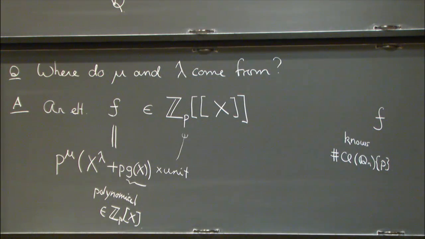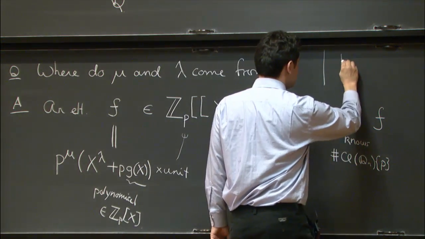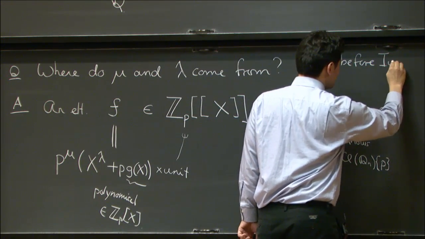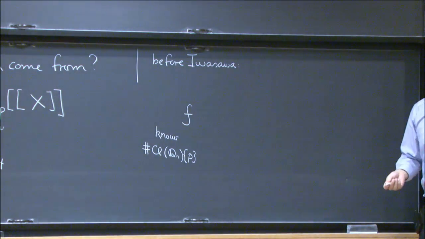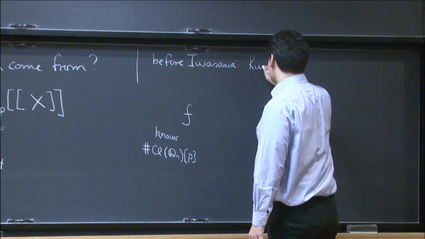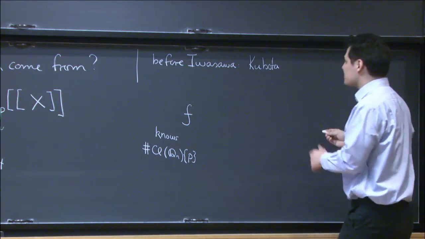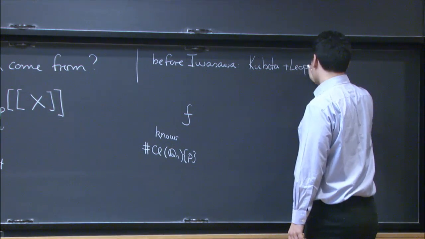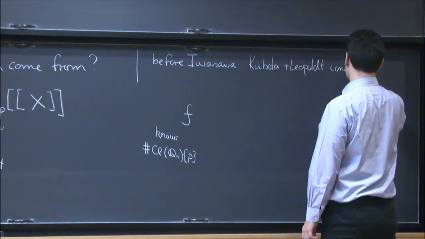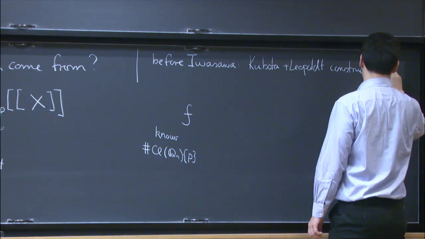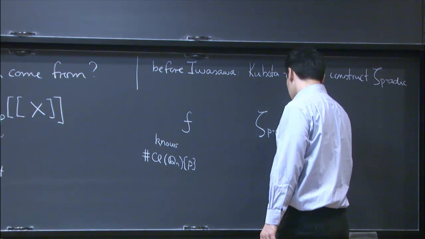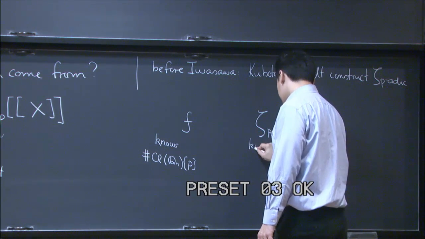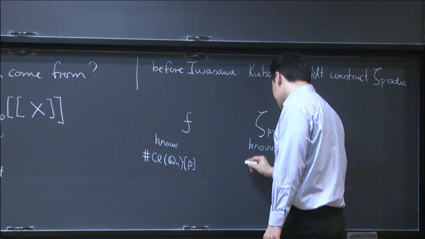So one thing that had happened a few years earlier, so before Iwasawa, Kubota and Leopoldt constructed a p-adic zeta function. We call it zeta p-adic. And this zeta p-adic was constructed so that it interpolates special values of the Riemann zeta function.